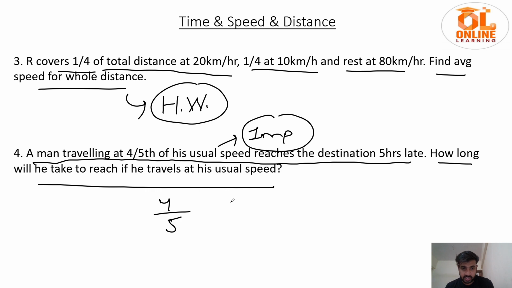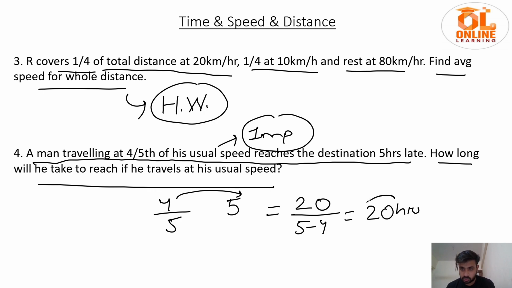Reaches the destination 5 hours late. The formula is just you have to multiply the numerator with the time, okay, that will be 20, by denominator minus numerator, or numerator by denominator, whichever way you can do. Just you have to neglect the negative sign if the negative sign is coming, okay. It will be 5 minus 4, so that will be 20 hours. So if he travels by the usual speed, he will take 20 hours.